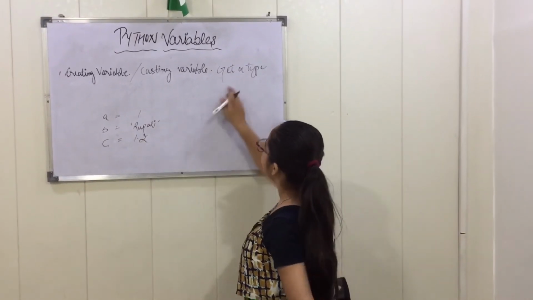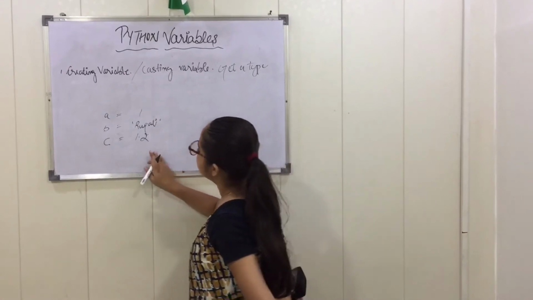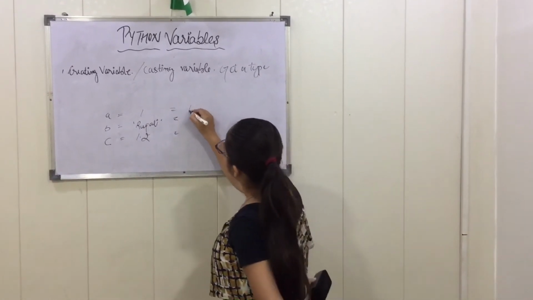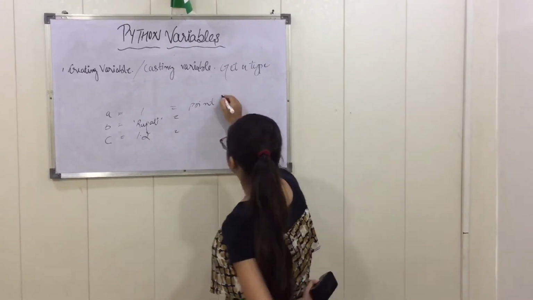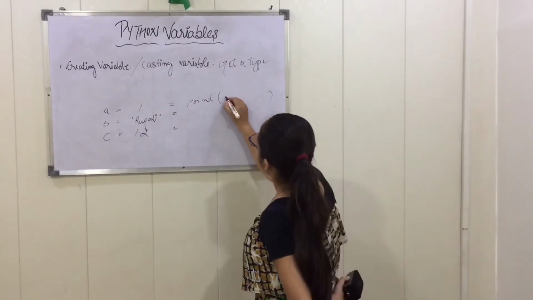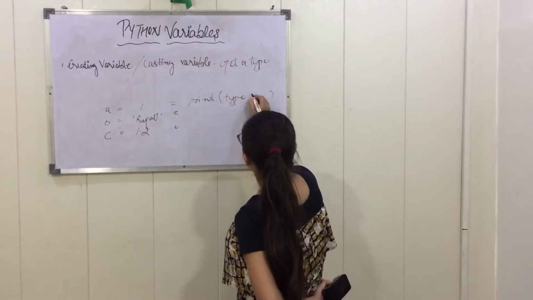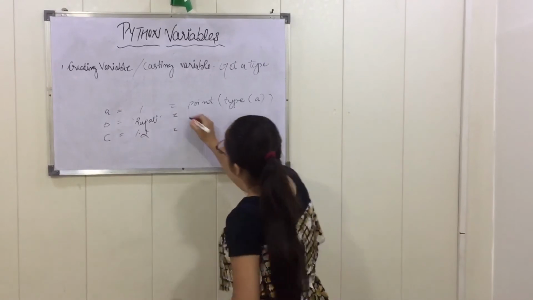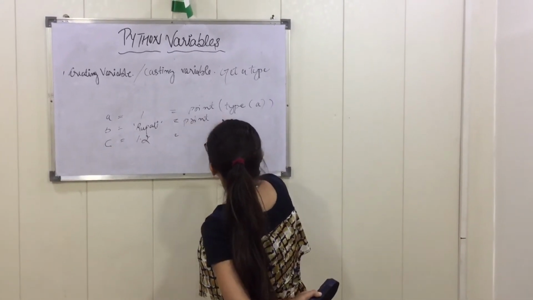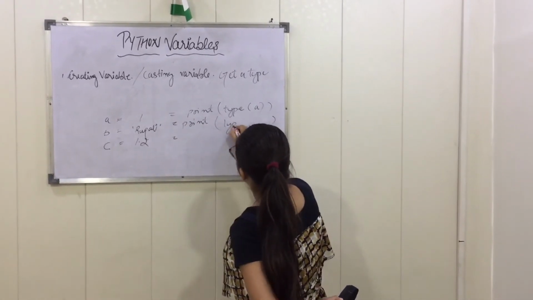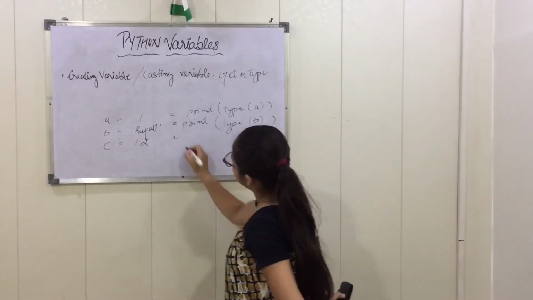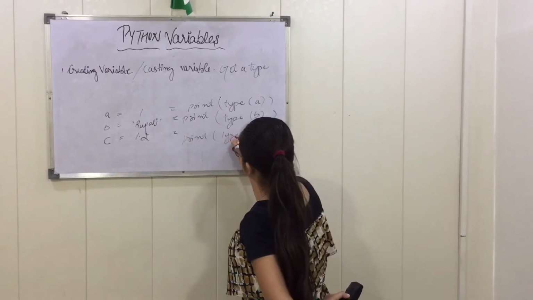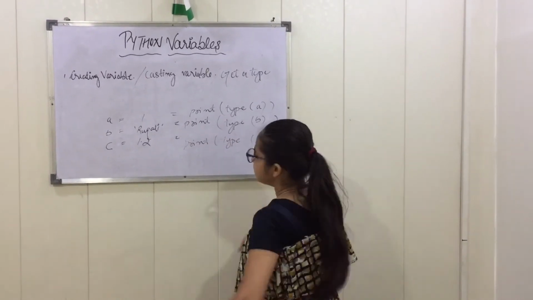After that I need the type of the variables. For this I will use print in brackets, after that type, after that the first variable, that is a. After that, second is print type of b variable, third is print type of the last variable, that is c.